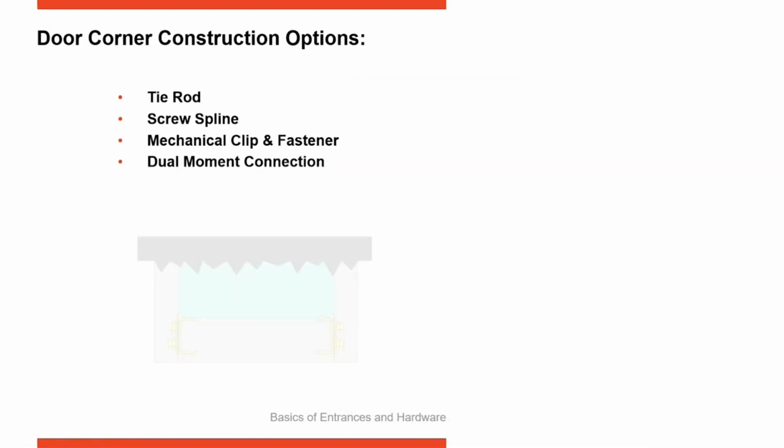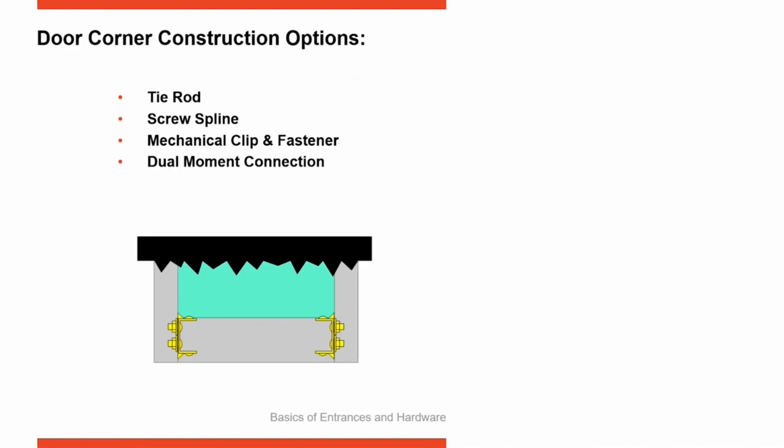The final method I want to look at is what we call dual moment construction. Dual moment references those two forces of twisting and racking that affect the corner connection of every door. So the dual moment construction is designed specifically to counteract each of those forces applied to the door.